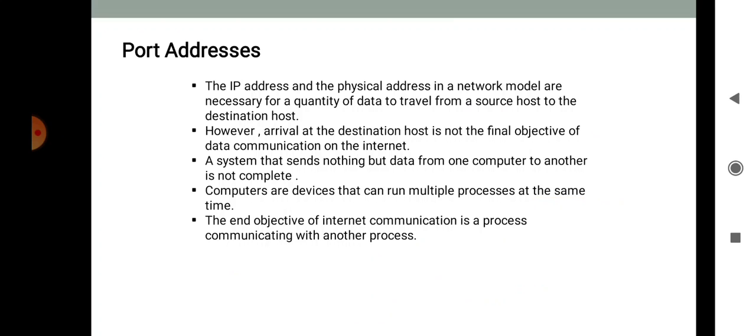However, arrival at the destination host is not the final objective of data communications on the internet. A system that sends nothing but data from one computer to another is not complete. Today computers are devices that can run multiple processes at the same time, and the end objective of internet communication is a process communicating with another process. That means a port address in a TCP/IP network model is 16-bit.